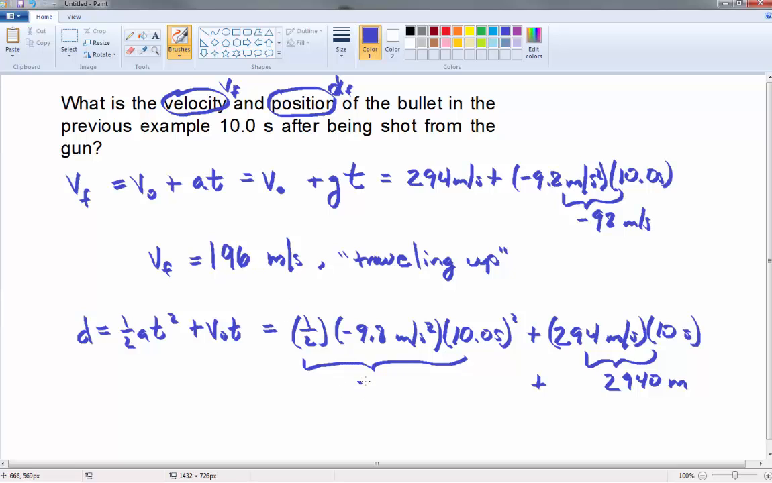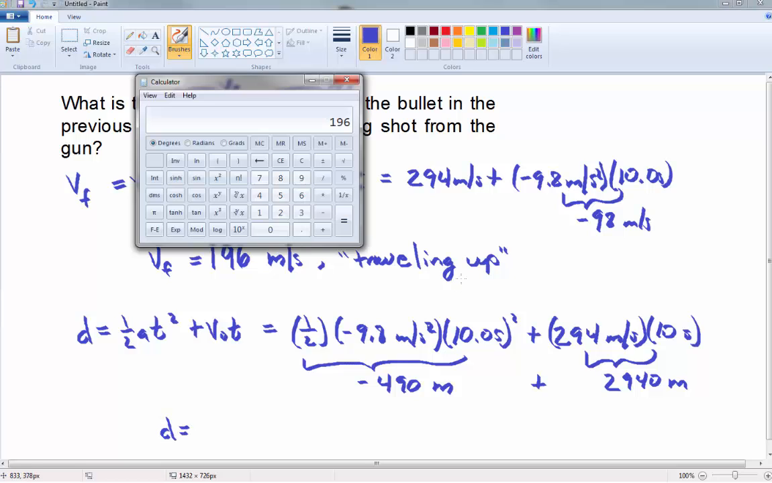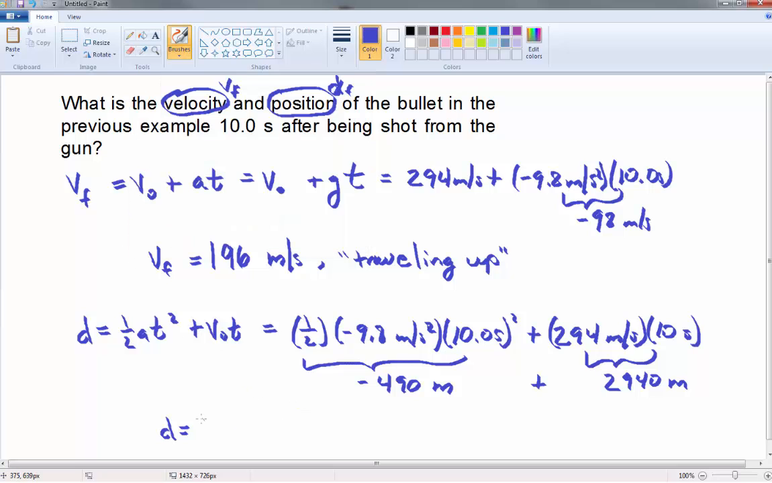So we have negative 490 meters here. So the total distance is going to be negative 490 plus 2,940. So you get 2,450. So the total distance is 2,450 meters. So that is how far above, and this right here is how fast it's traveling at this point in time.